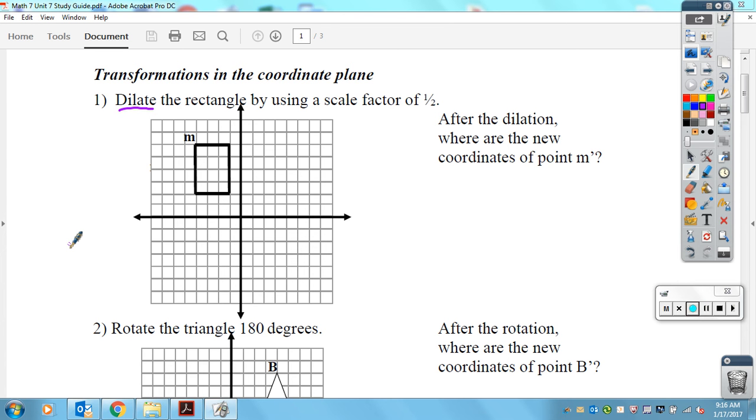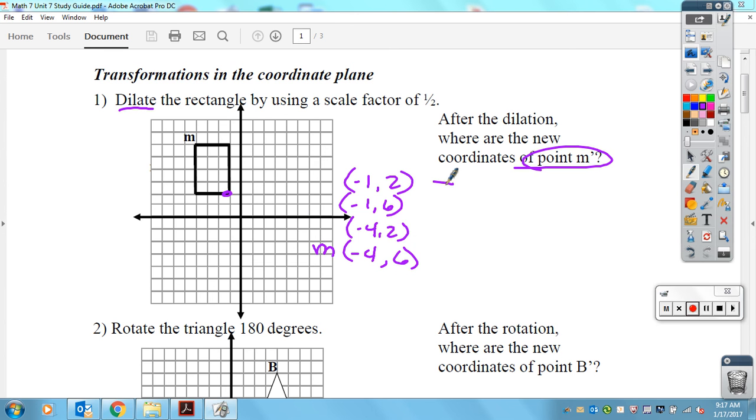If you read the full question, we don't have to do all the work. It says after the dilation, what's the new coordinates of point M, M prime? We could do all the coordinates. This is the coordinate left 1, up 2. This is the coordinate left 1, 1, 2, 3, 4, 5, 6, left 1 up 6. 1, 2, 3, left 4 up 2. And left 4 up 6 is coordinate M.